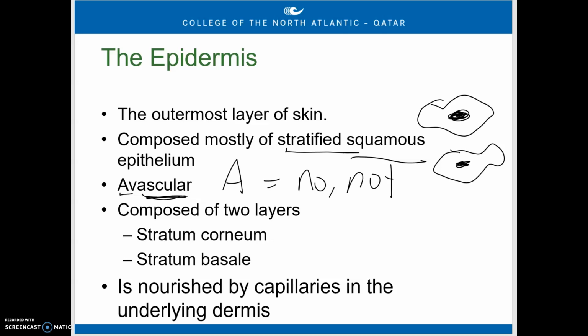It's composed of two layers. It's actually composed of 5, but we're only going to talk about 2: the stratum corneum and the stratum basale. Stratum basale is the deepest, and the stratum corneum is the one right on the outside, so we'd call that superficial. The cells here are mostly dead, but the ones that are living, the ones located in the stratum basale, are going to be nourished by blood vessels, capillaries, small blood vessels, that are found just in the underlying dermis.